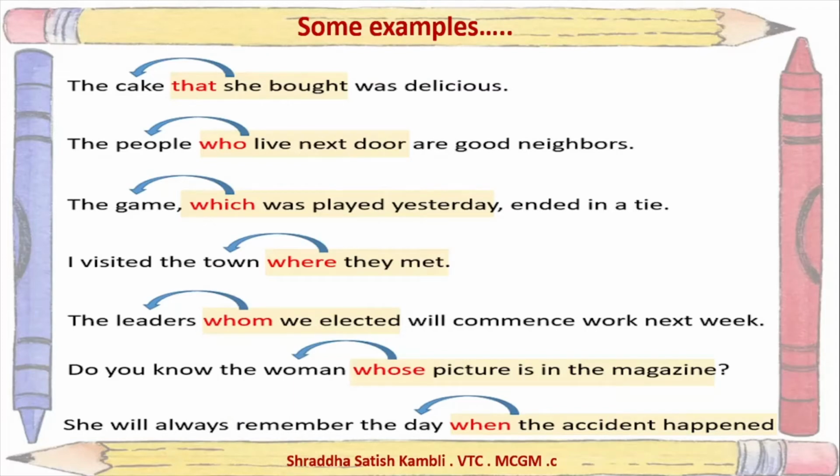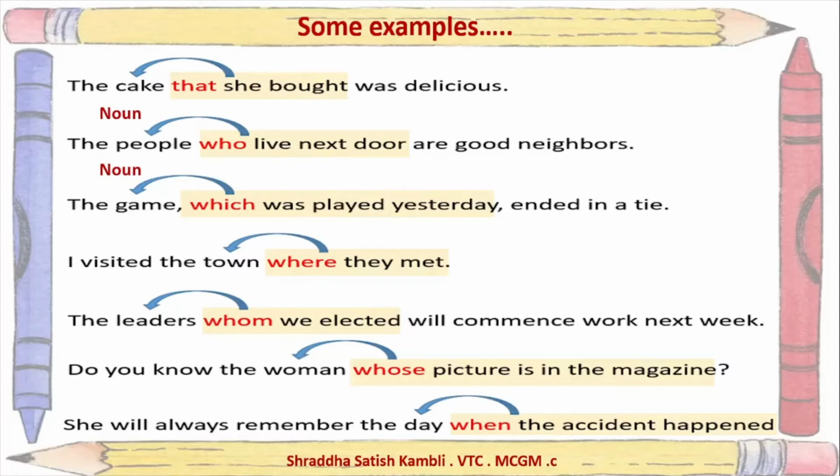See, the cake that she bought was delicious. So here the cake is the noun, and we are talking more about the noun, that is the cake. Which cake? The cake that she bought. Now, the people who live next door are good neighbors. So the people is the noun here, and who live next door is the adjective clause. It's telling us more about the people. Which people are good neighbors? The people who live next door.